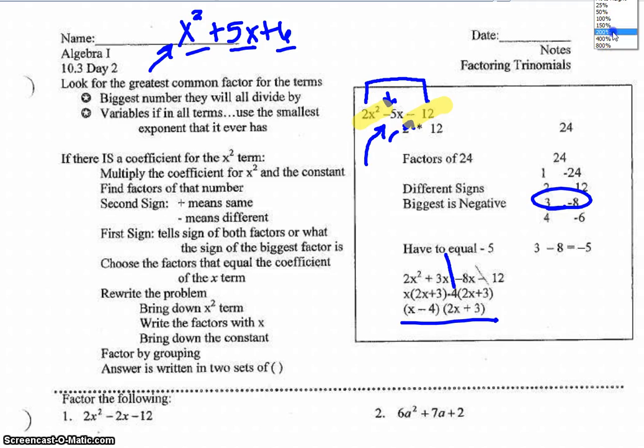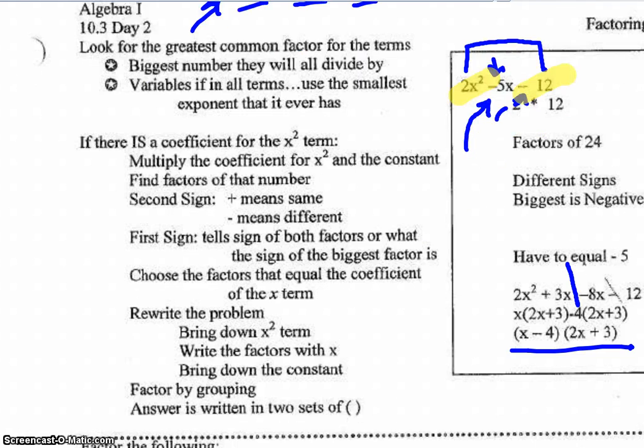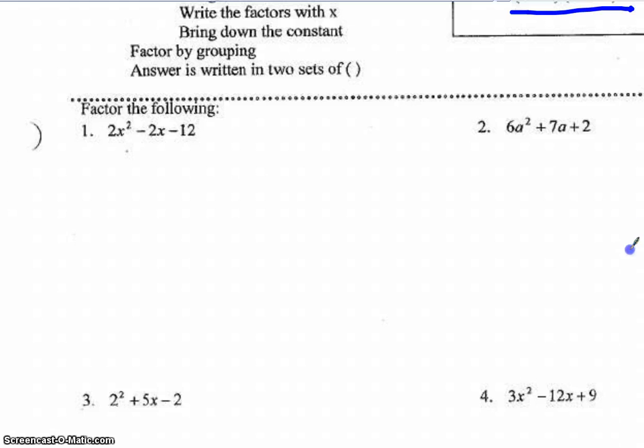So looking at number 1 on your notes, the first thing you want to do is see if they have anything in common. 2, 2, and 12. These will all divide by 2, so you can pull a 2 out. This leaves you x squared minus x minus 6. Because 2 divided by 2 is 1, 2 divided by 2 is 1, 12 divided by 2 is 6. You just don't have to write the 1. When you're just factoring and you've pulled the number out, you can forget about it.